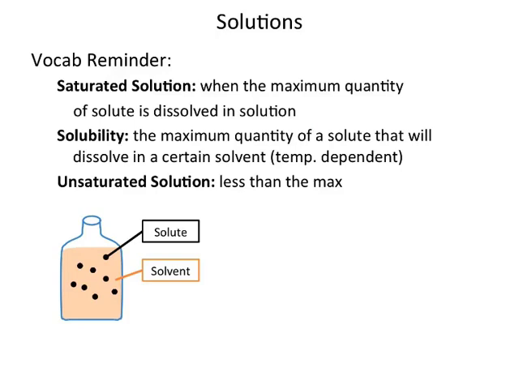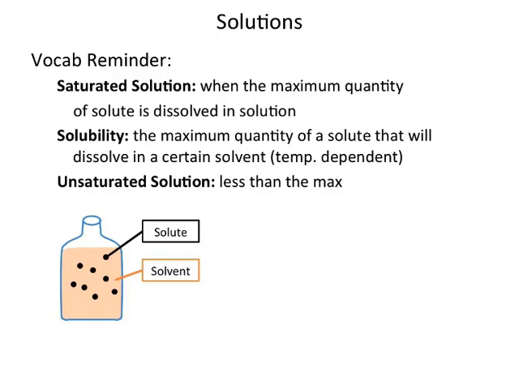Some other words that are useful to know. A saturated solution has the maximum quantity of solute that can be dissolved in that solution. And this depends on temperature, and on the substances involved, both the solvent and the solute. But at some point there's a maximum solubility.